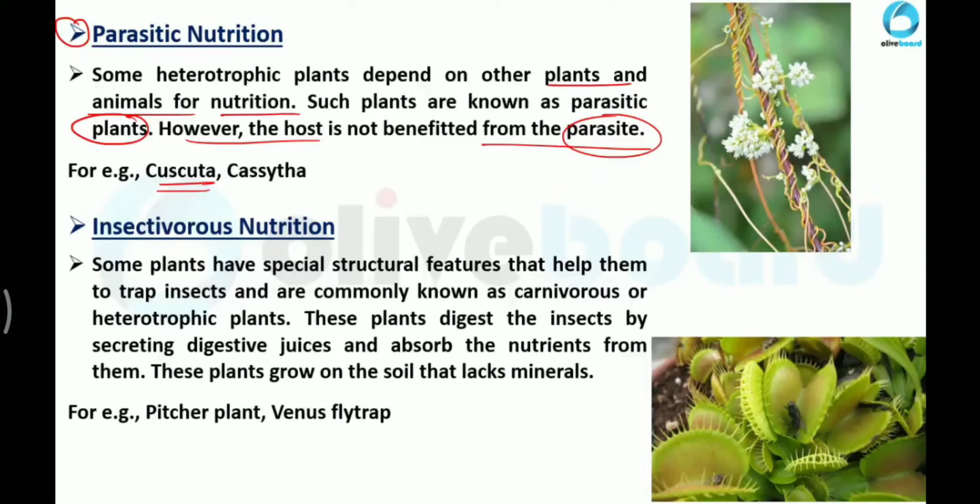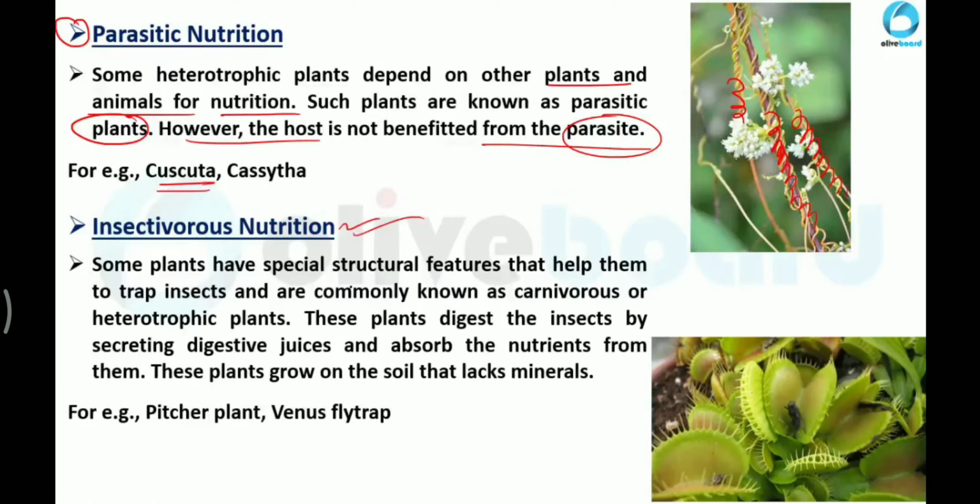Here you can see in the figure, this is the plant, in spiral form. These are parasites, plants which get their nutrition from the main plant, their host, but the host does not get any kind of benefit from these parasites. So this is the parasitic mode of nutrition, which is present in Cuscuta and Cassytha.